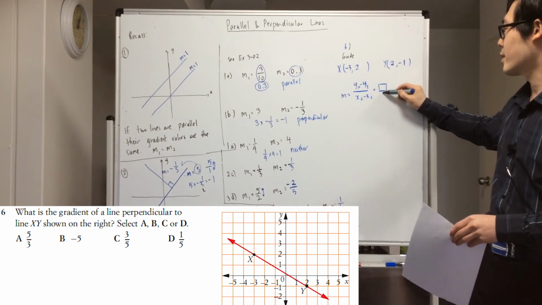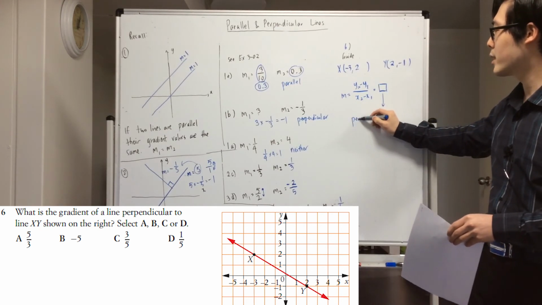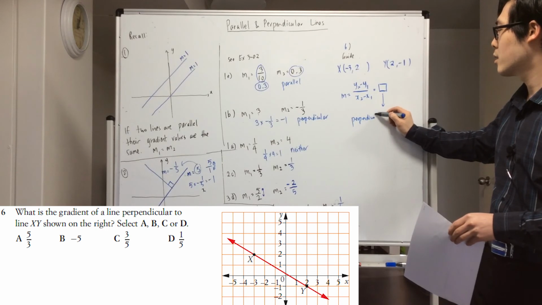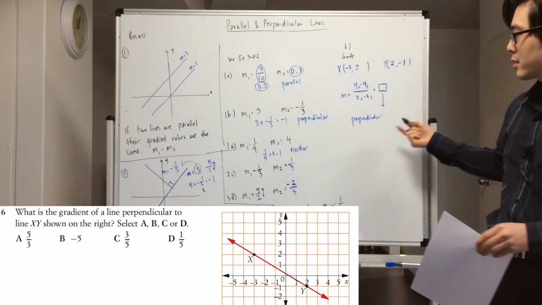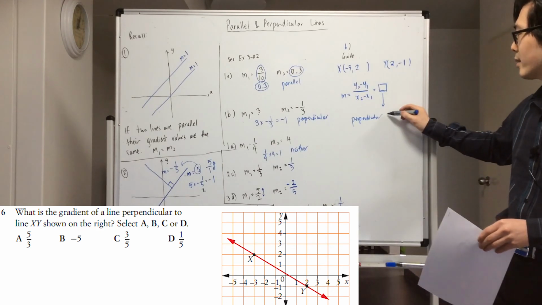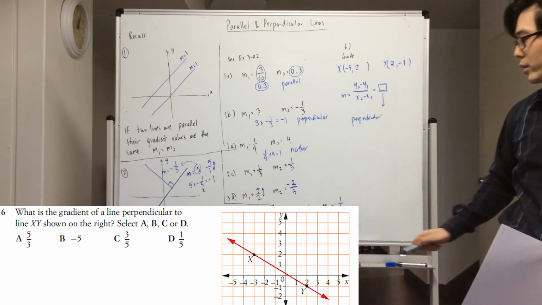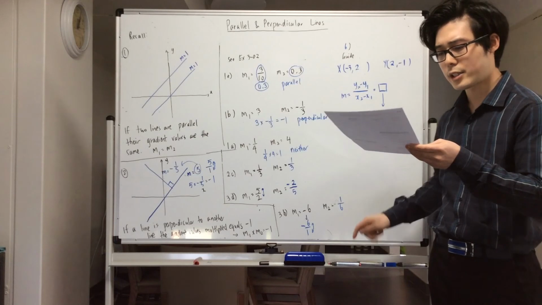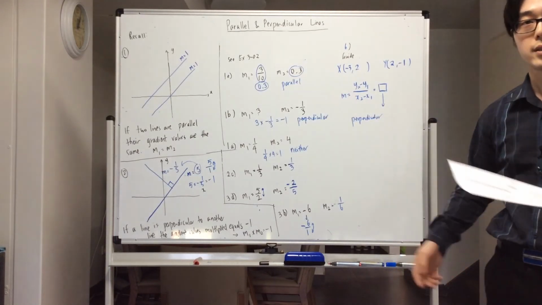Whatever gradient number you get, find the perpendicular gradient of this, which is by, like I said, reciprocating it and putting a minus. Okay, so yeah, that's how you do question 6, and that should be enough to get you through the rest of this short exercise.